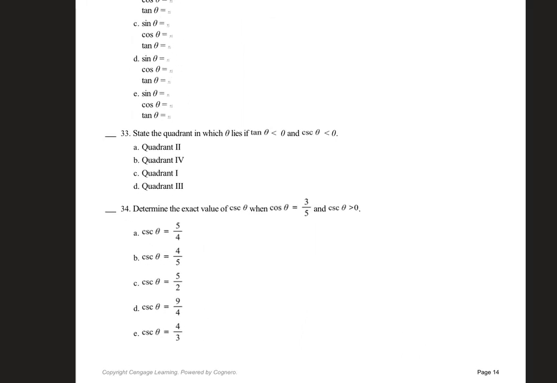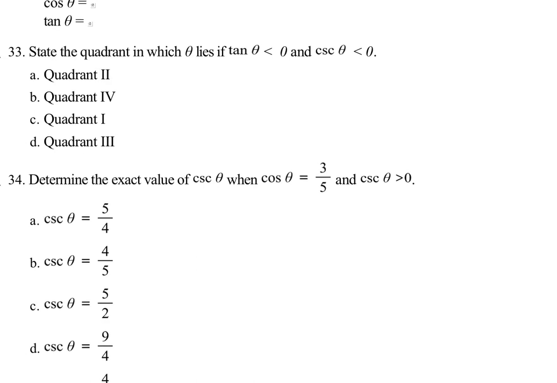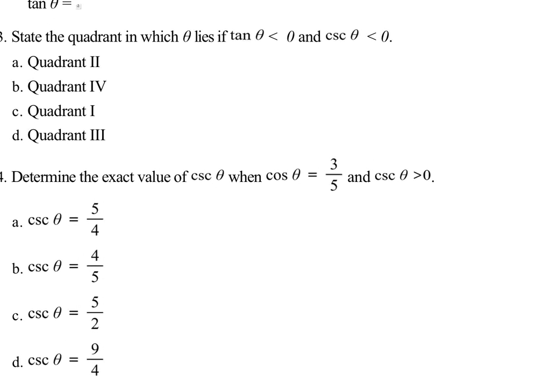So it says state the quadrant in which theta lies if tan is less than 0 and cosecant, sorry, is less than 0. So really what this means is you want tan to be negative and cosecant to be negative, which means sine has to have the same sign. So sine has to be negative.